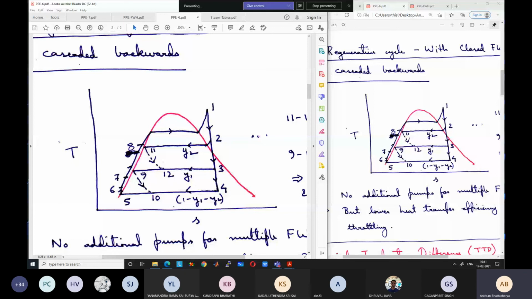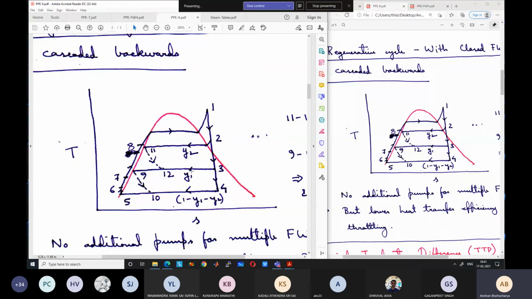Find out the efficiency of the cycle. This is the problem you can try to practice. You can also try to find out all the other parameters, Y1 and Y2, which will be required for finding the efficiency. I will repeat the problem again. You can do it as a practice problem.